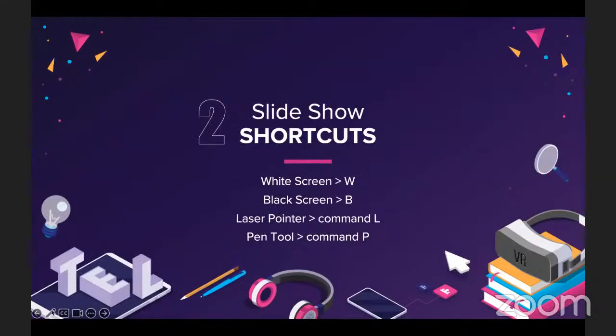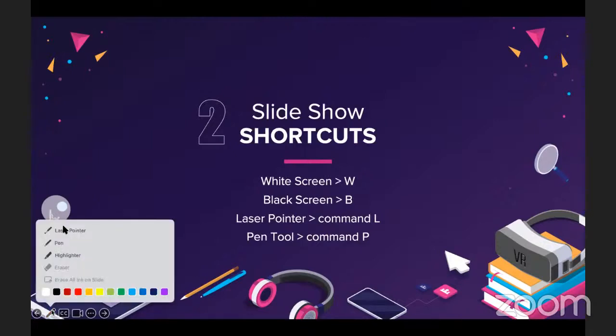Then the next tool that I want to show you is the laser pointer. So I'm working on a Mac and I press Command L for my laser pointer. And as you can see, the laser pointer comes up there. And to get out of it again, I press Command L again. However, down at the bottom right-hand side of the screen, you'll see a little pencil here, and you can choose a laser pointer, a pen, or a highlighter.